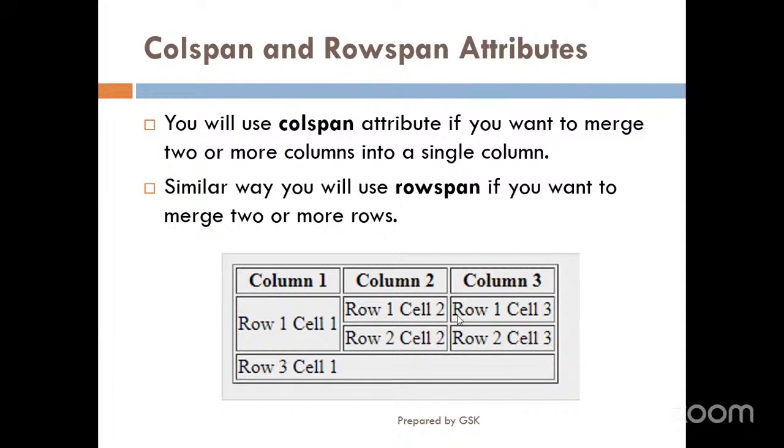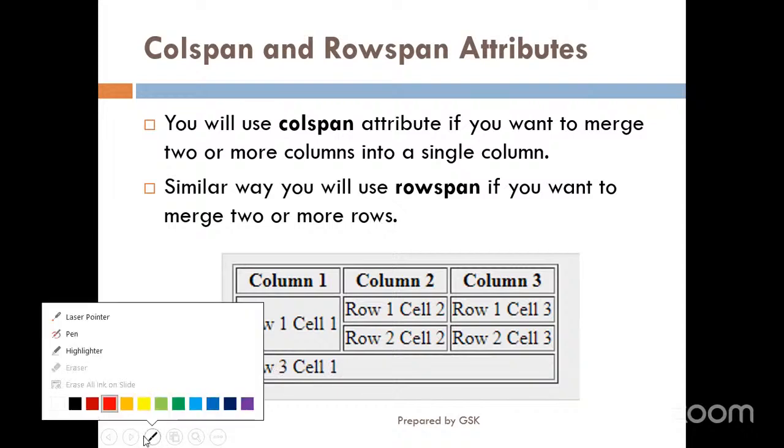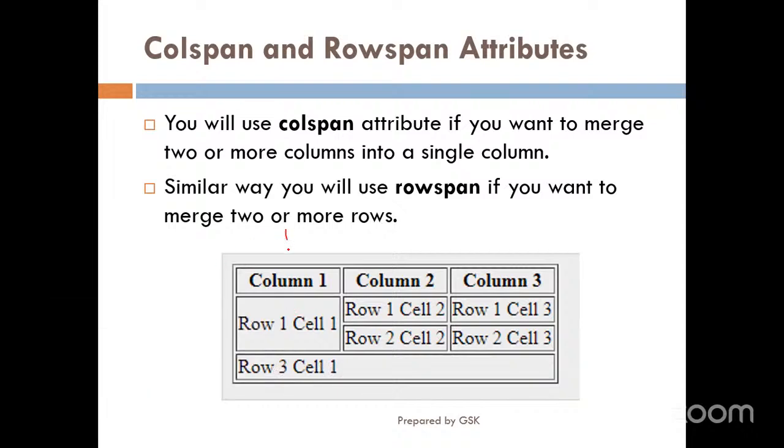If you observe this image, see here, we have three columns: column 1, column 2, column 3, right? But in this third row, we have only a single column because column 1, column 2, column 3 are merged. So this is colspan. Three columns are merged as a single one. This is column-wise merging.